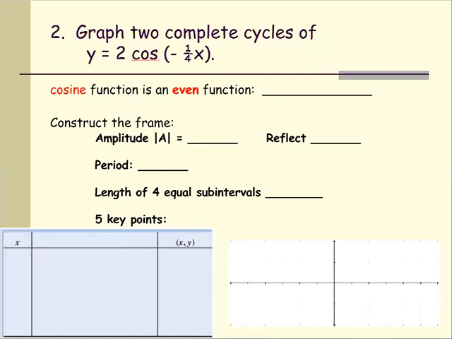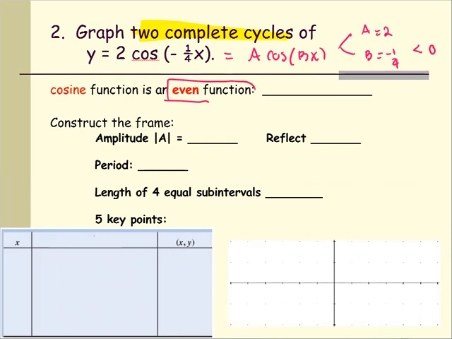In this example, we're going to graph two complete cycles of y equals 2 cosine of negative 1 over 4x. As we see, the typical form is a times cosine of bx, which tells you that a equals 2 and b is negative 1 over 4. Since b is less than 0, we're going to use the odd-even function property.